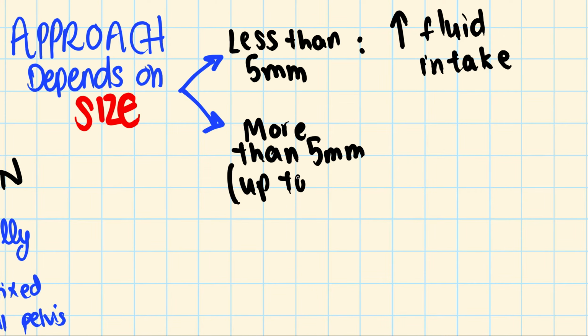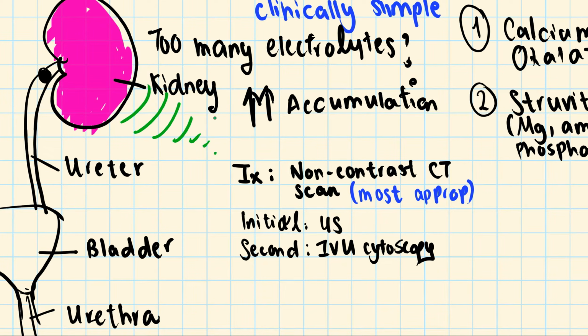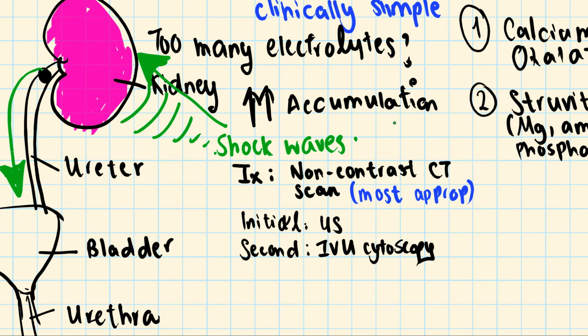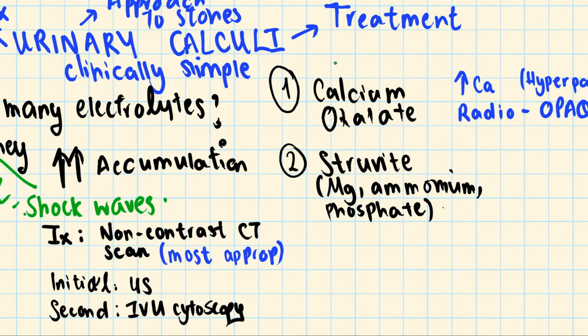If the stone is more than 5 millimeters, but up to 2 centimeters, now that's quite bigger, okay? That's 20 millimeters. Not almost, it is 20 millimeters. And that means it's bigger. So now we're going to advise lithotripsy, where we're going to use these ultrasound, high frequency kind of waves, these shock waves, right? To break down and deaggregate, just break down that stone, okay?